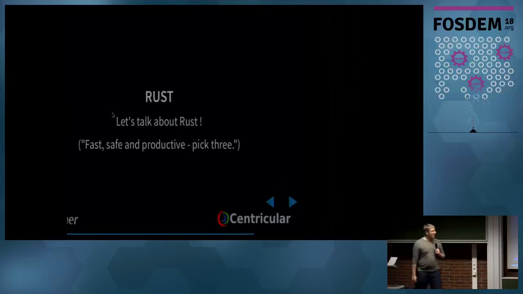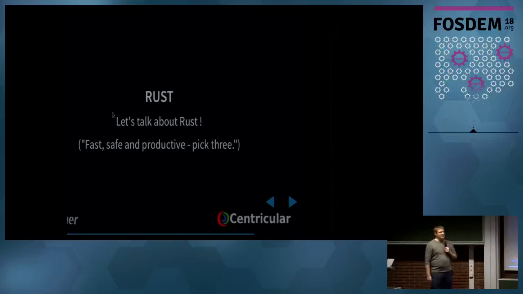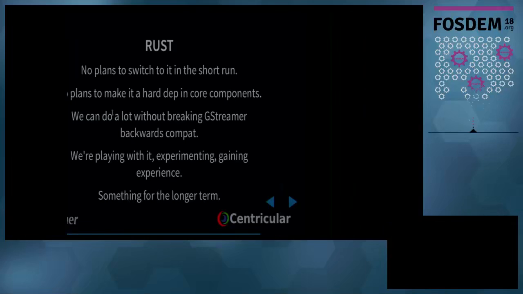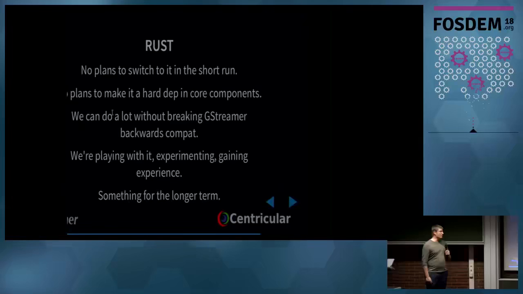Rust. Rust is awesome. It's a new programming language, originally from Mozilla. It's basically the C++ we always wanted. It's a system programming language, but it's safe, it's productive, and it's more or less as fast as C and C++. Zero cost abstractions. It's awesome. We're not going to port GStreamer to Rust anytime soon, but we're playing with it. We're looking at it. It matches our memory model, ownership, etc. really well.